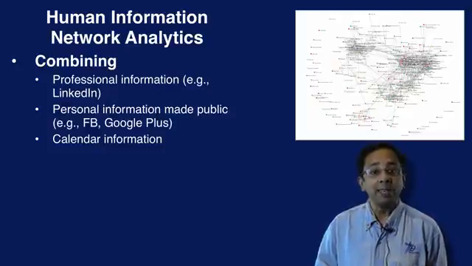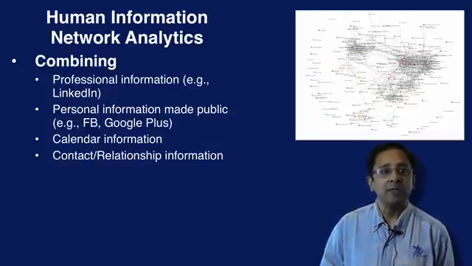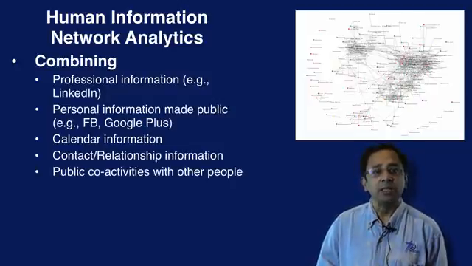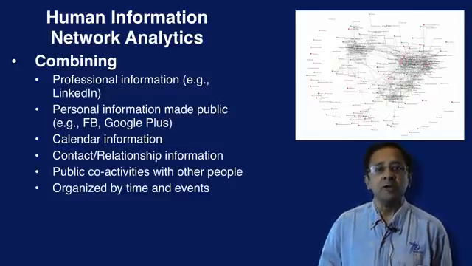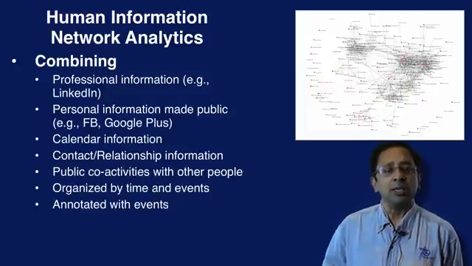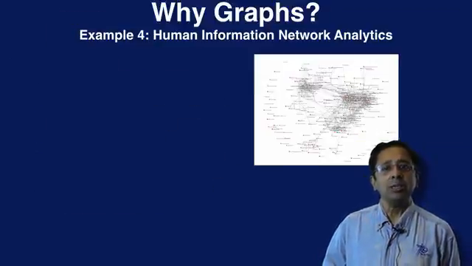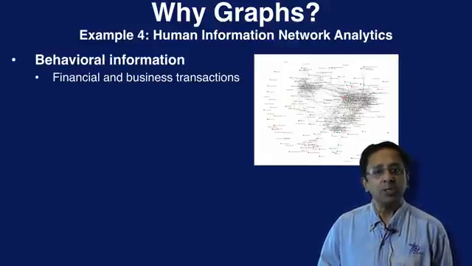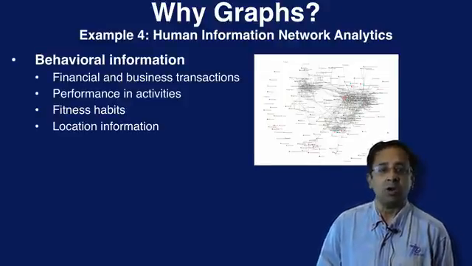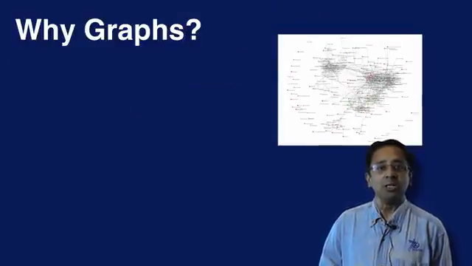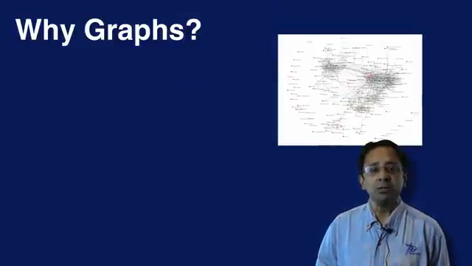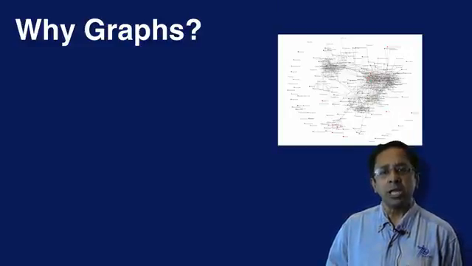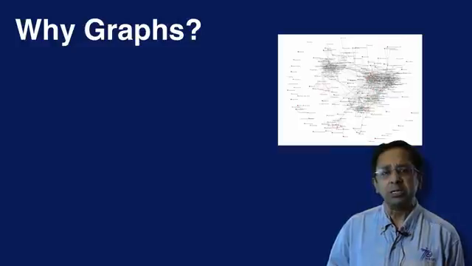If we add my calendar to this, one can find events that I would be attending and people that I would be meeting. Taking it even further, for special applications, you might actually include financial and business transactions, or performance and activities, or fitness information, or the location from my GPS. Now, if you add all of these, we should ask, what do we do with these things? Let's see.